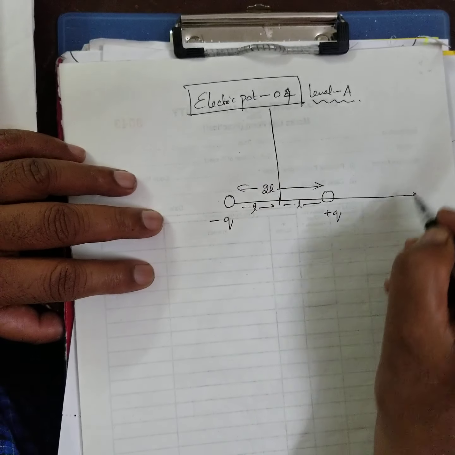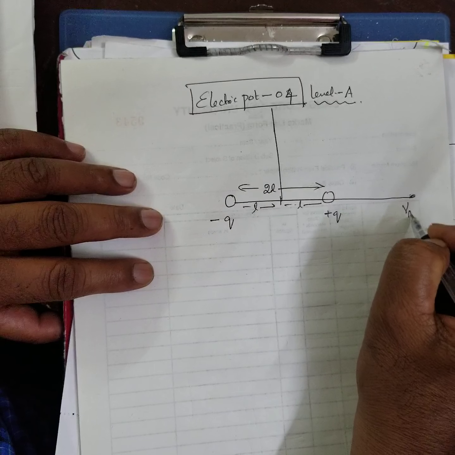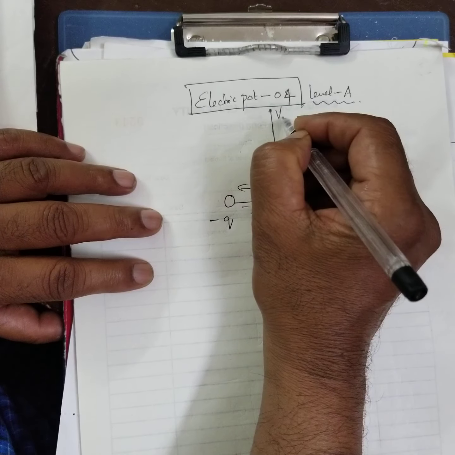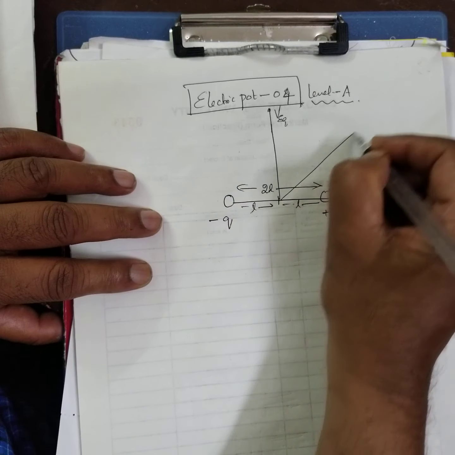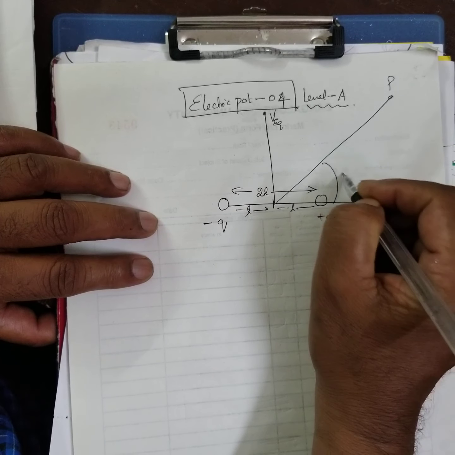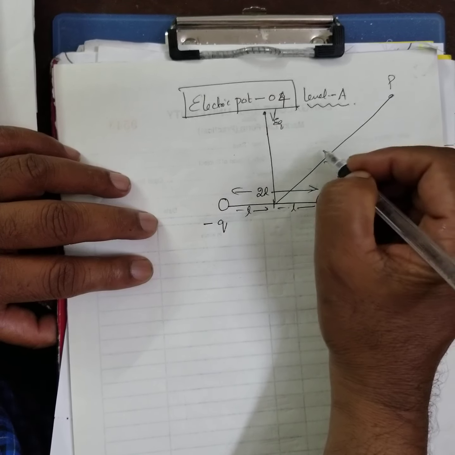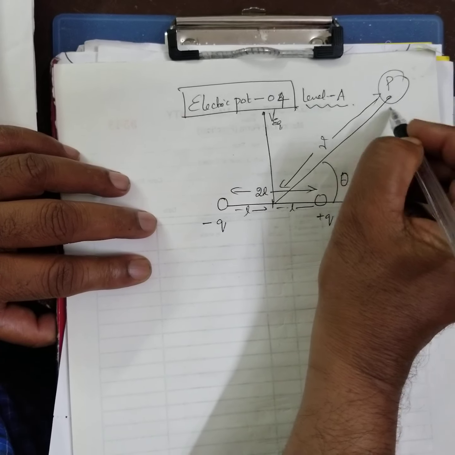Now what is the potential at this point? What is the potential along the axial line? What is the potential along the equatorial line? Now suppose I draw some point. You take some point P which makes an angle theta. R is the distance. What is the potential at the point?